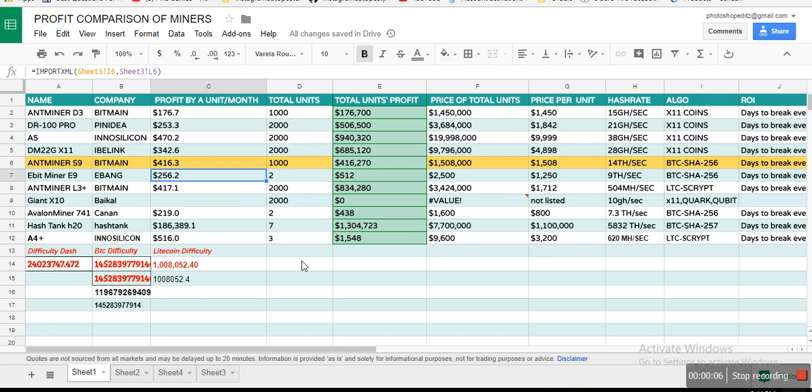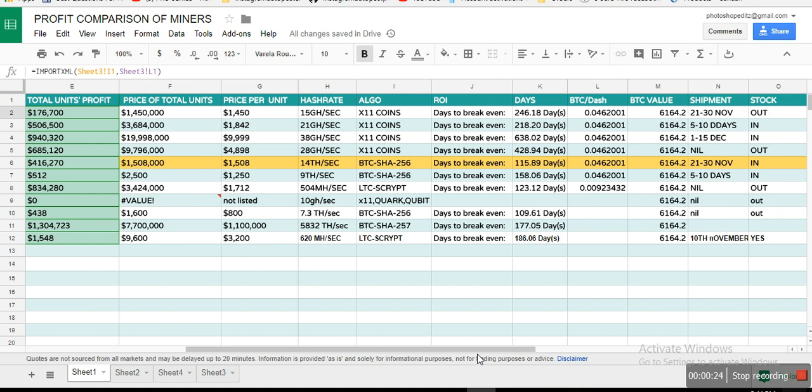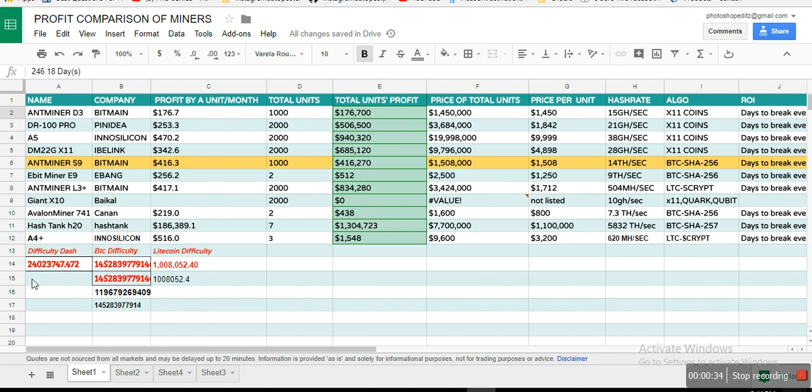You know, it's going to be just about Doge, and if you check out the difficulty of Doge, it has hit like 240 million. Oh my gosh, and look at the return on investment for the 15 gigahertz ANTMINER D3, which is $176, and the amount of Doge to get your $1,450 is 246 days. So look, it is the highest difficulty I have ever seen. That's why I'm making this video.